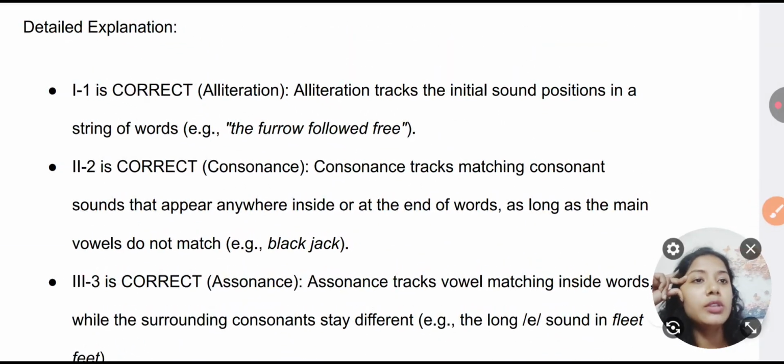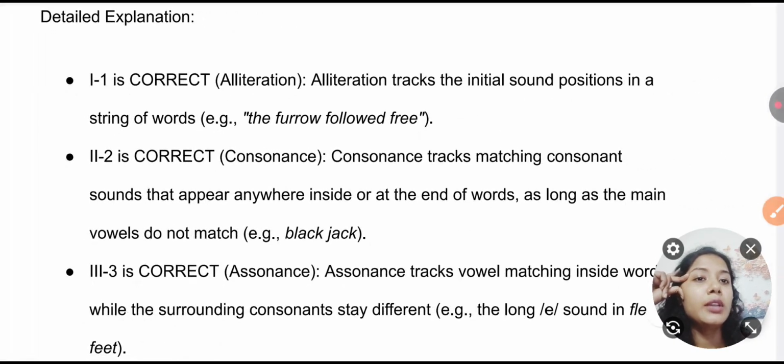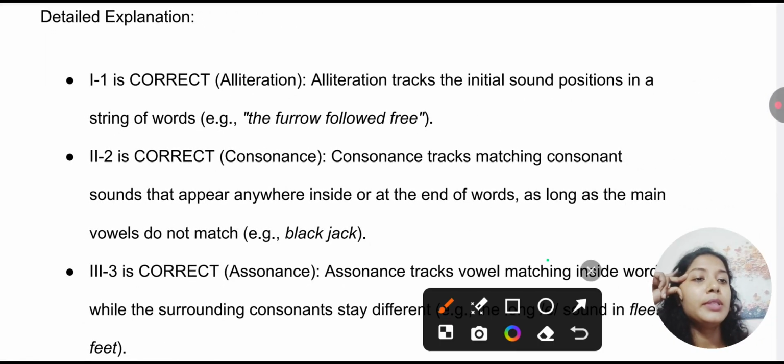So alliteration tracks the initial sound positions, okay? Like I just gave you the example.